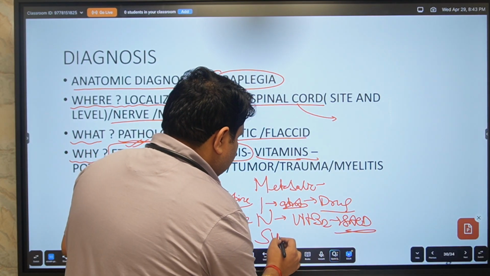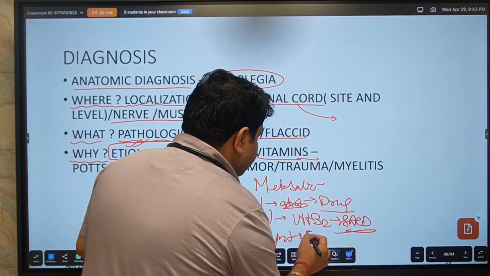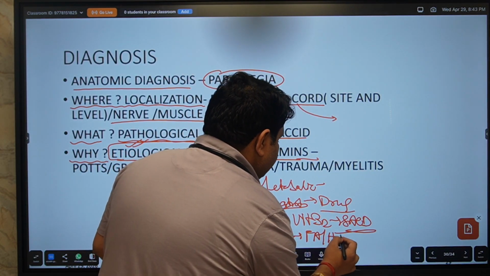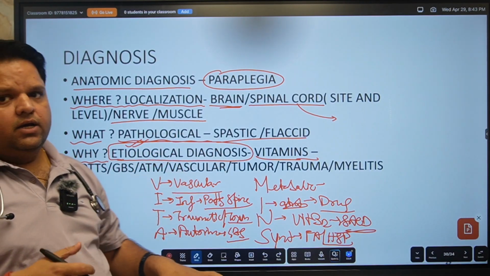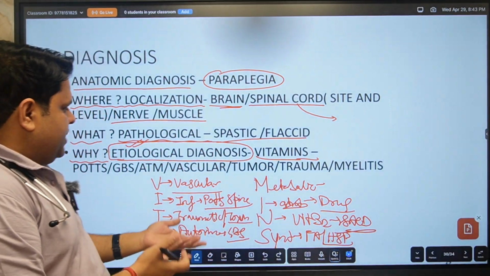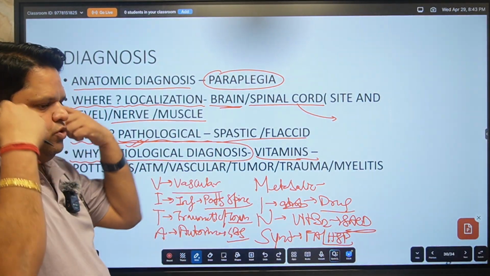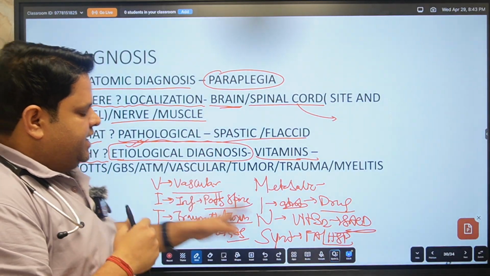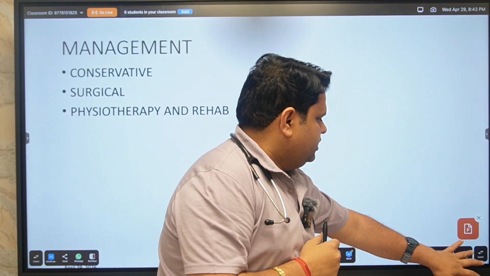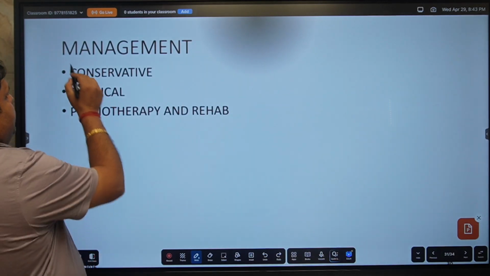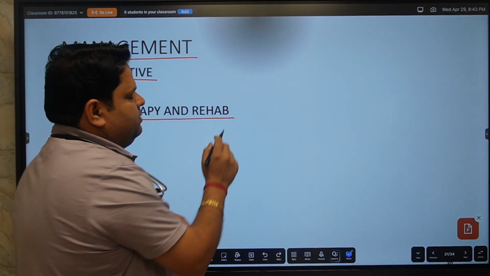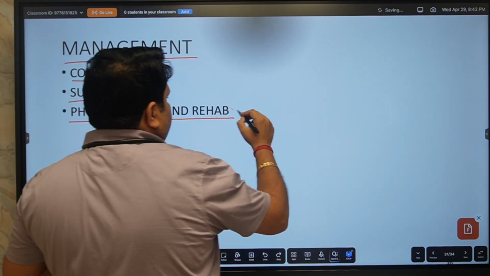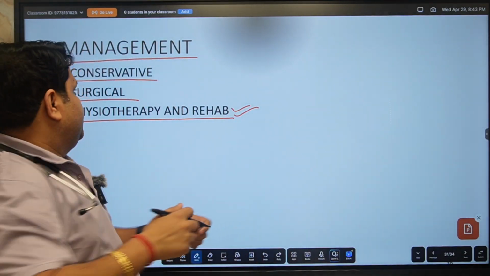In syndromic or genetic, we have Friedreich ataxia and hereditary spastic paraplegia. So this is basically why these lesions occur, or paraparesis occurs. This is what we should keep in mind for history and examination and from the clinical point of view. Then management may be conservative, maybe surgical, maybe physiotherapy and rehab. Physiotherapy and rehab are usually required in all cases of paraparesis.